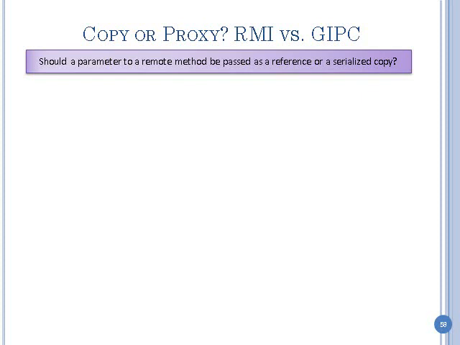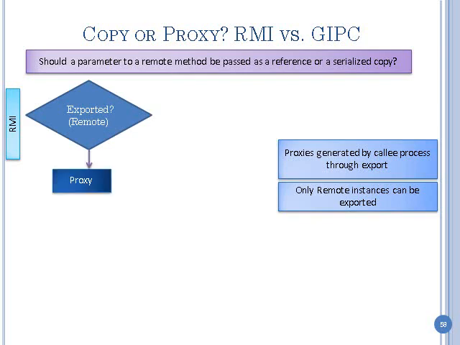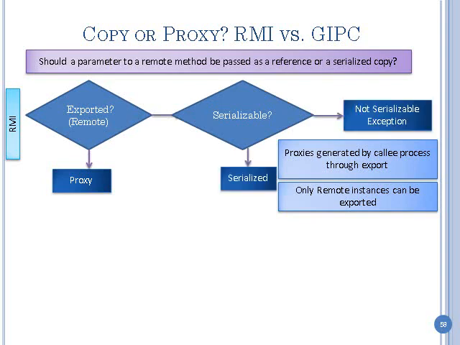Okay, so the question first is, assuming we can send either the object or the proxy, and how the proxy is sent, we just got the idea. Which should we send? And in RMI, what is the decision made? Send the proxy if possible. So in RMI, only remote instances can be exported, and you must do an export of that. That's RMI, that's not GIPC. So it first checks is it exported and remote. Okay, send the proxy. Otherwise, it checks is it serializable, serialize, or else not serializable exception.